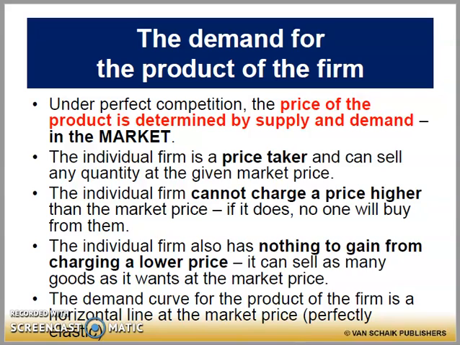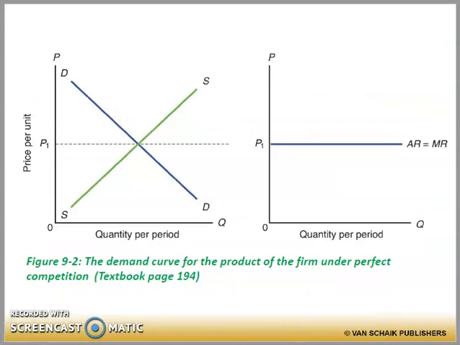So the demand curve for the product of the firm is a horizontal line at the market price, and it can be shown in this figure. Figure A here shows the market interaction between demand and supply, or the price that is determined by the interaction of demand and supply. So graph A shows that the price of the product, which is P1, is determined in the market by the forces of supply and demand.